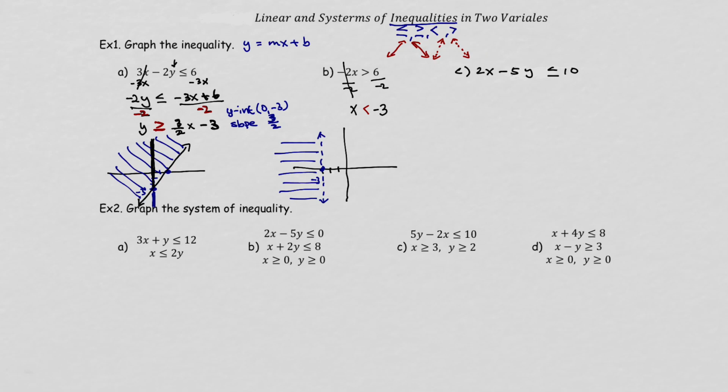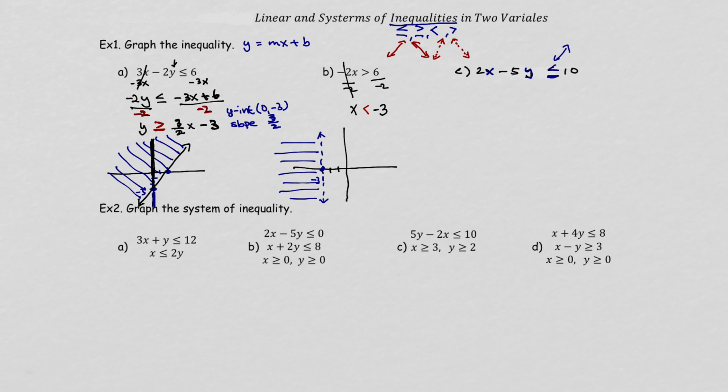Let's try one more. We have 2x minus 5y is less than or equal to 10. The first thing I should realize when I graph this line is that it's going to be a solid straight line. Why? Because you have an equal sign right here, so I know that's going to be solid. Now you do have x variable and y variable, so let's solve for y.